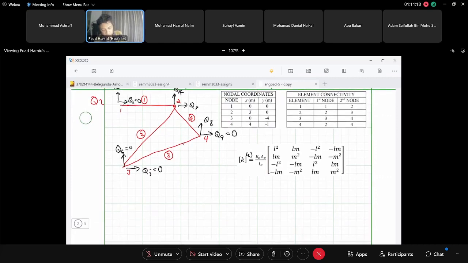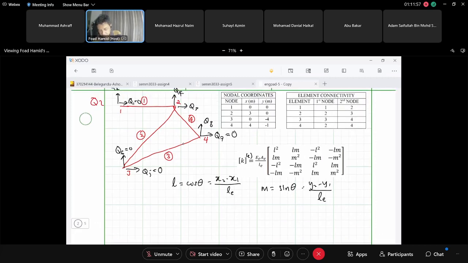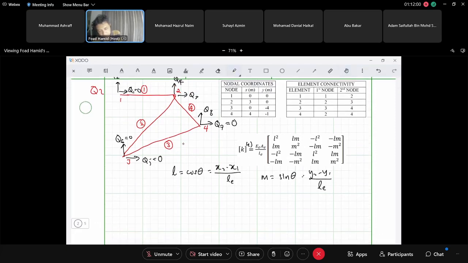Before that, we know that our formulation requires that, for example, our L, which is cos theta, is x2 minus x1 over LE. So what is the LE? LE for each element. And then our M will be sine theta, equal to y2 minus y1 over LE. And note that for this formulation, let me change color.